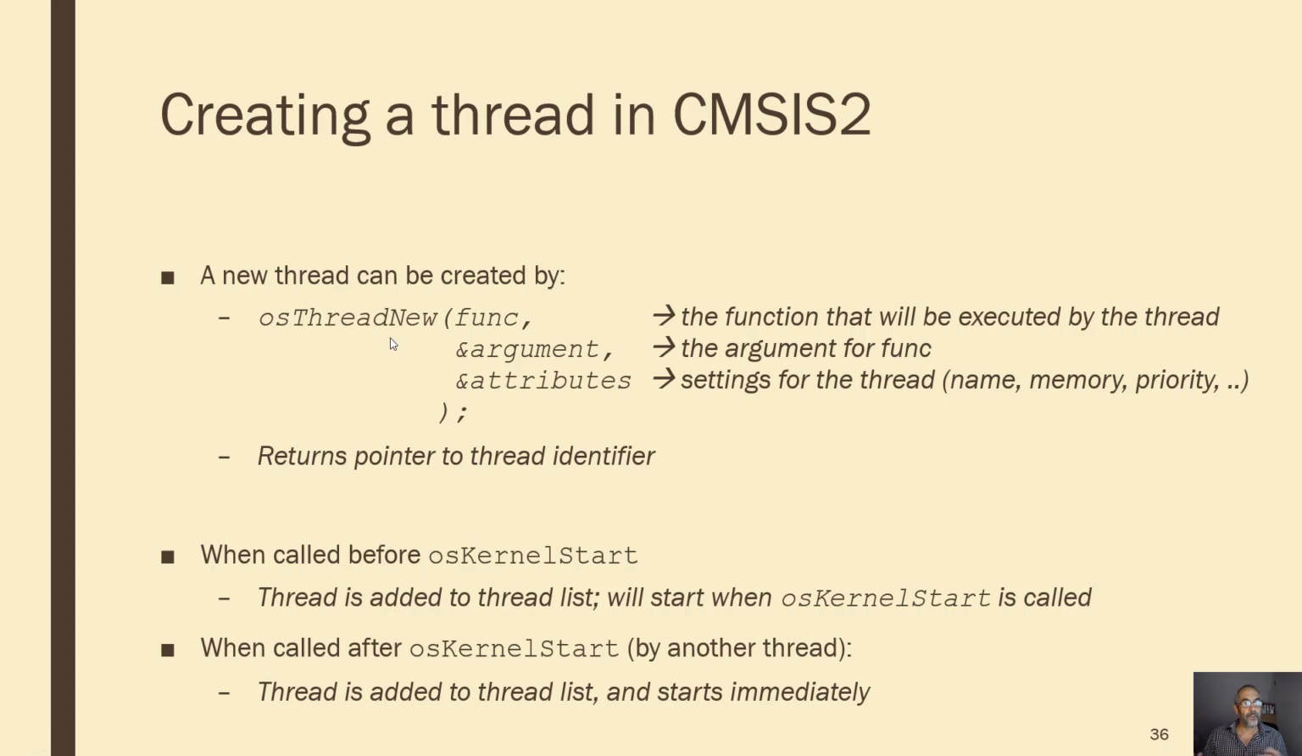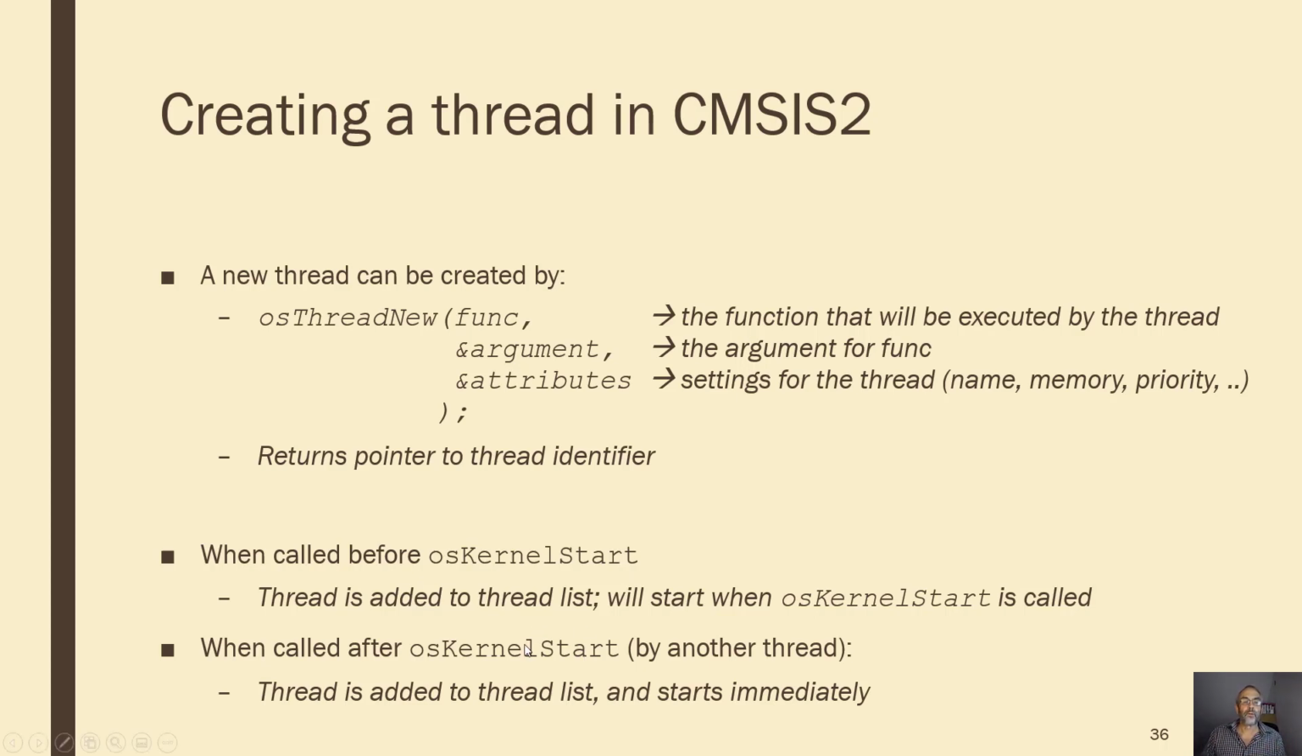If it executes successfully, then OS thread new will return a pointer to the thread, actually a pointer to the thread identifier. When you call this before OS kernel start, then the thread is added to the thread list and it will start running when you do OS kernel start. When you call it after OS kernel start, so when it is called by another thread, when the scheduler is already running, then the thread will be added to the thread list and it will start running immediately.